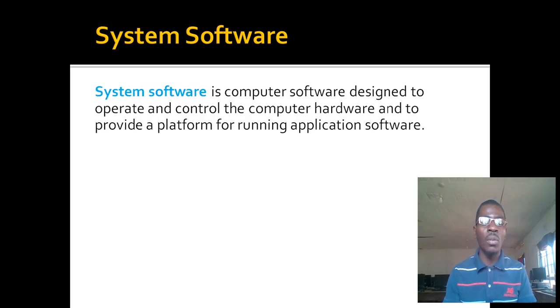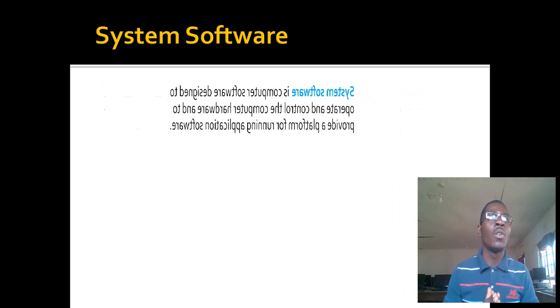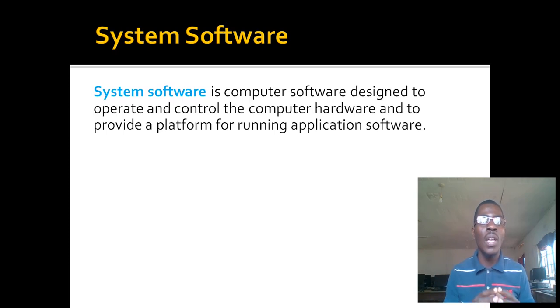For example, we shall look at the operating system as an example of system software, whereby in order for you to install any other application, you must have installed the operating system first. So here is the definition of computer system software: it is computer software designed to operate and control the computer hardware and provide a platform for running application software or application programs.